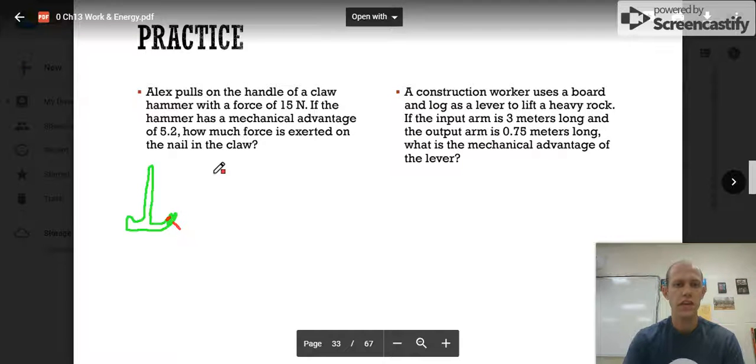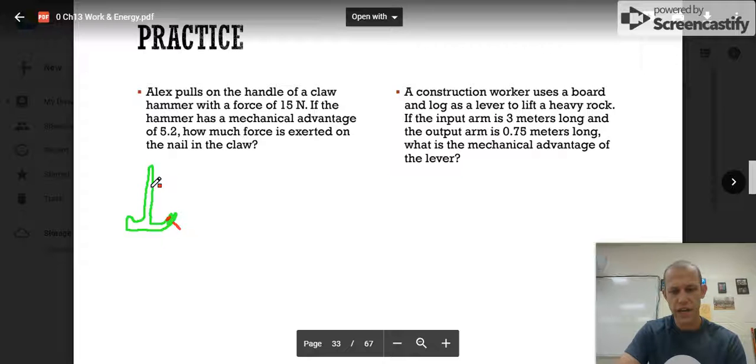All right, Alex pulls the handle of a claw hammer with a force of 15 newtons. If the hammer has a mechanical advantage of 5.2, how much force is exerted on the nail in the claw? So a claw hammer is your typical hammer that you would normally have, as I have pictured here. There's the nail in red, hammer in green.